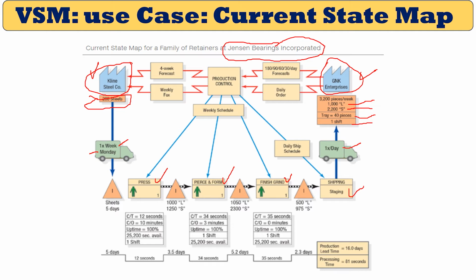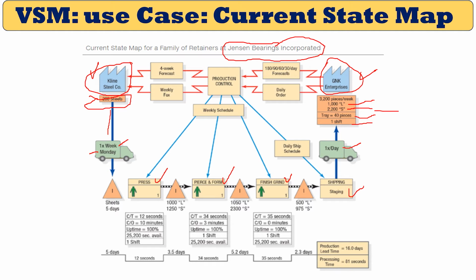So that's it. The steel comes in as a raw material, and then the retainer goes out, and the customer here will use them in their cars. Now let's delve into some details here.